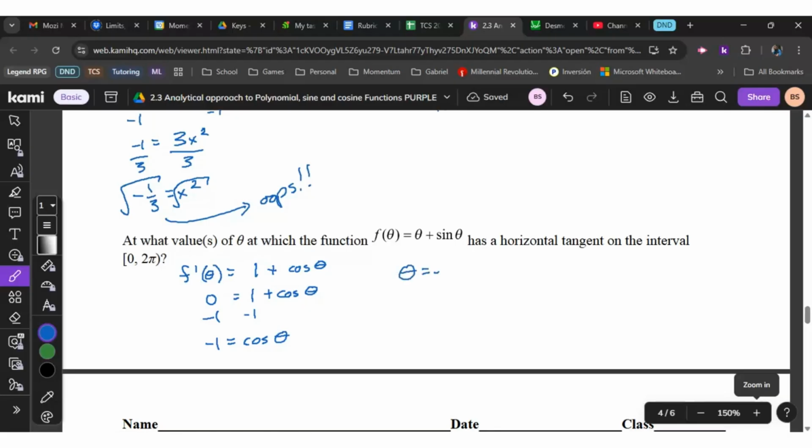So theta equals pi. Now it says to find all of them between 0 and 2 pi. Are there any other times that it would be -1? If you look at the unit circle, can it ever be -1 again? No, right? I'd need to add 2 pi and then it'd be 3 pi, which is outside, or 5 pi, etc. So this is the only time. So theta equals pi. This is a horizontal tangent.